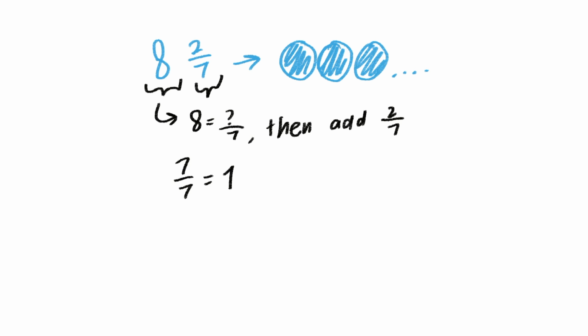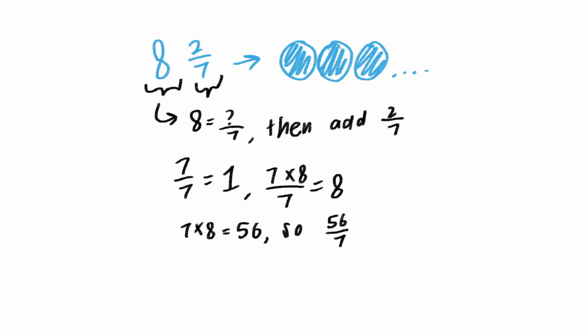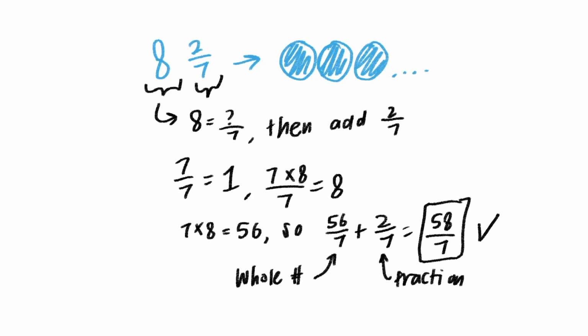So, if 7/7 equals 1, then 7 times 8 over 7 is equal to 8. 7 times 8 is 56, so we know that the whole number portion is equivalent to 56 over 7. But wait, we're not done. We still have to account for the fraction part by adding that to the whole number. So 56 over 7 plus 2/7 is equal to 58 over 7. That's our improper fraction, or our completed answer.